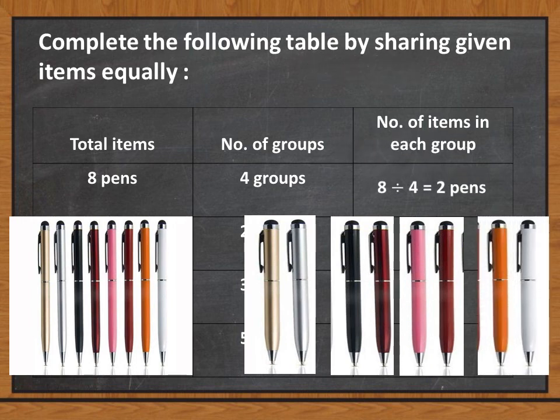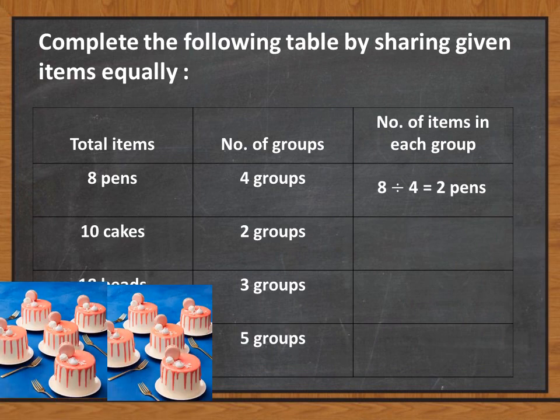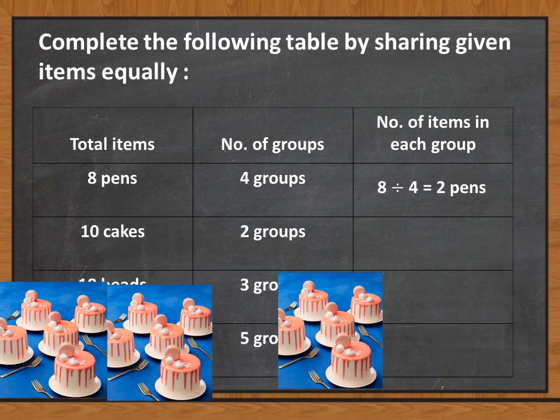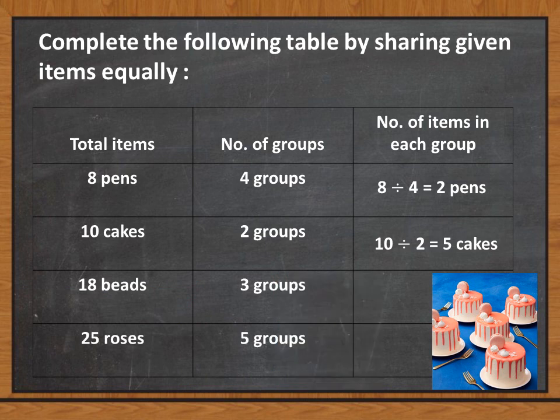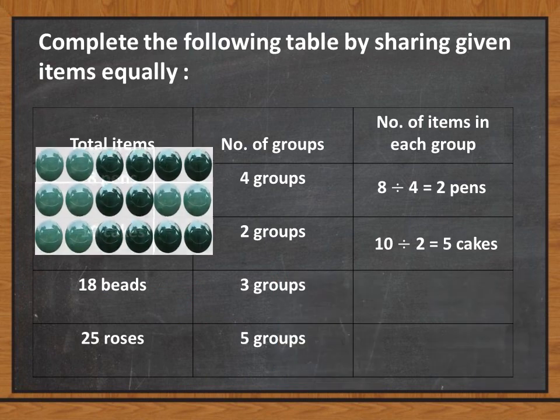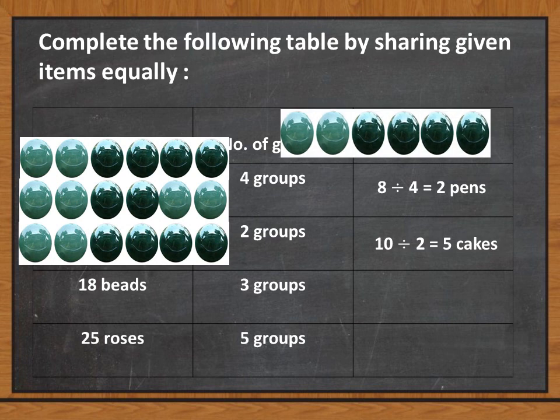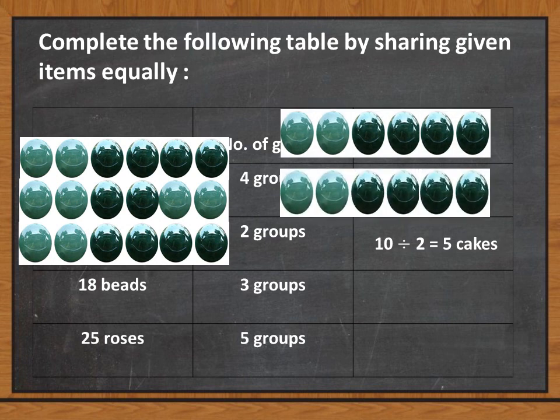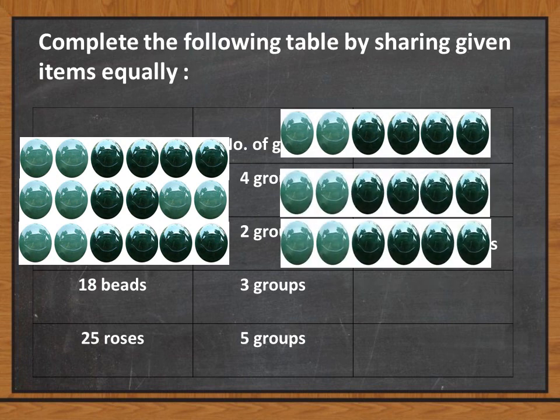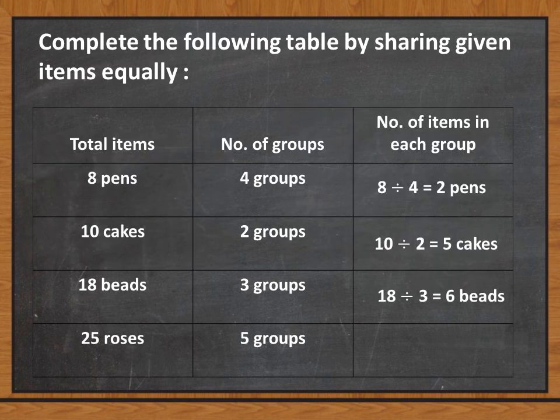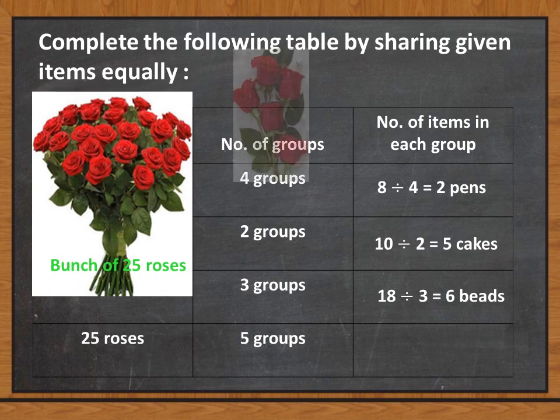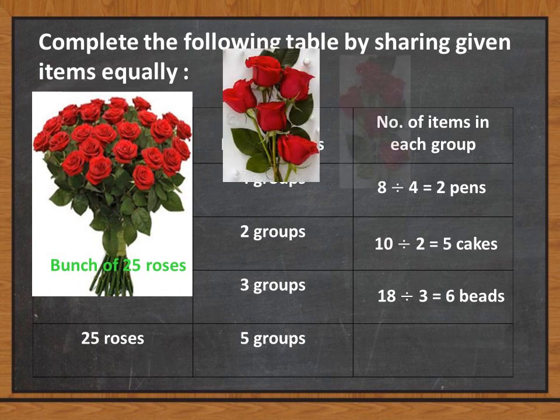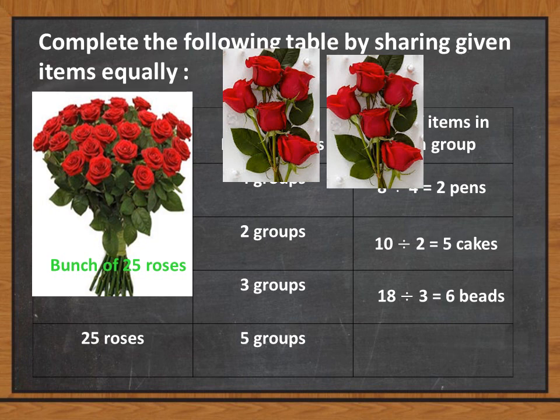Like that 10 cakes to 2 groups. 10 divided by 2, 5. In each group we will get 5 cakes. 18 beads to 3 groups. 18 divided by 3, 6. 6 beads we will get. 25 roses to 5 groups. 25 divided by 5, that equals to 5. In each group we will get 5 roses.